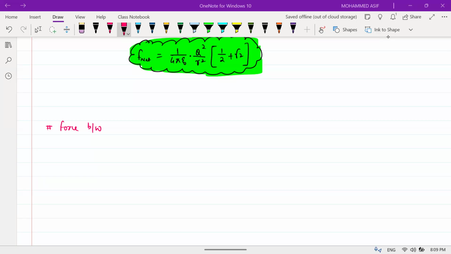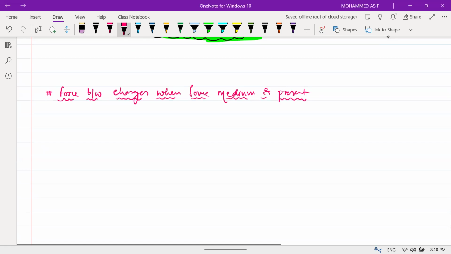Next heading, force between charges when some medium is present. When there is air or vacuum, what is the force formula, beta? 1 by 4 pi epsilon naught Q1 Q2 divided by R square. Now what is changing between the two charges?